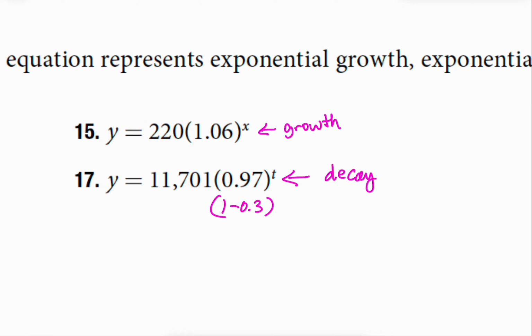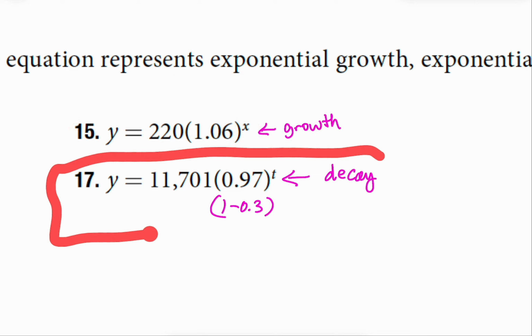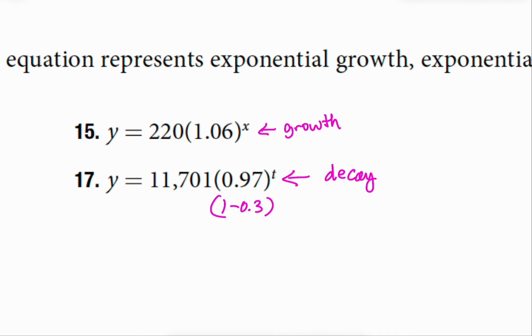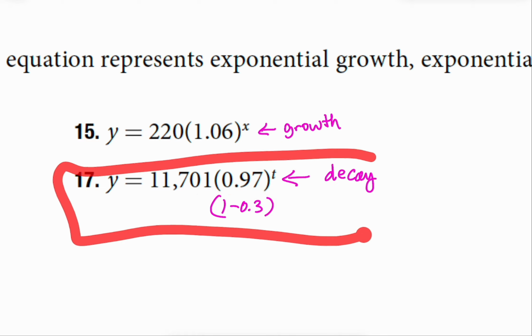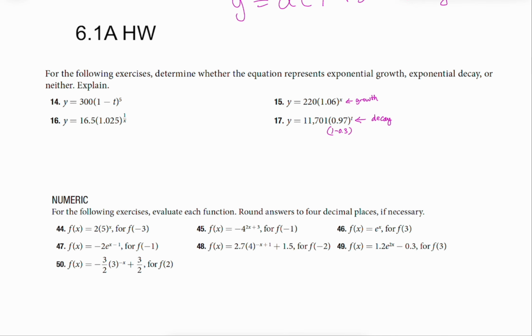So if you ever see this notation, in this particular real-life application, you started out, let's say, with 220 bacteria. It's going up by 6%. It's growing by 6% every hour. That's the formula represented there. But this might be, let's say, the population of a city. This little small city has a population of 11,701. It's going down by 3% every year. So that's an example of a decay. Now for 44 through 50, you are just plugging into the function using your calculator, rounding to 4 decimal places.